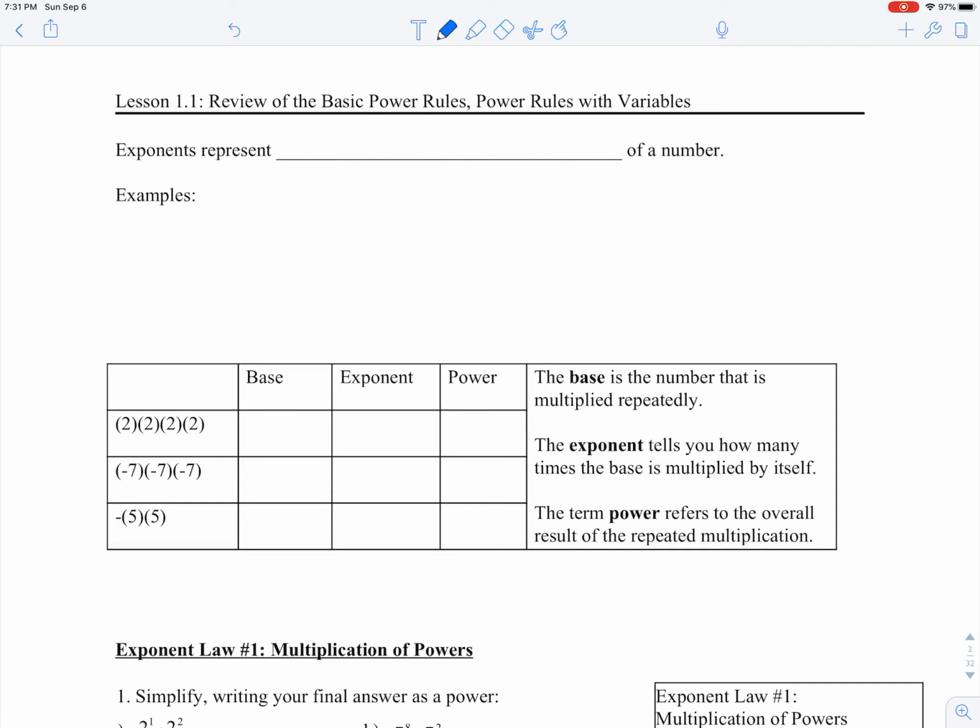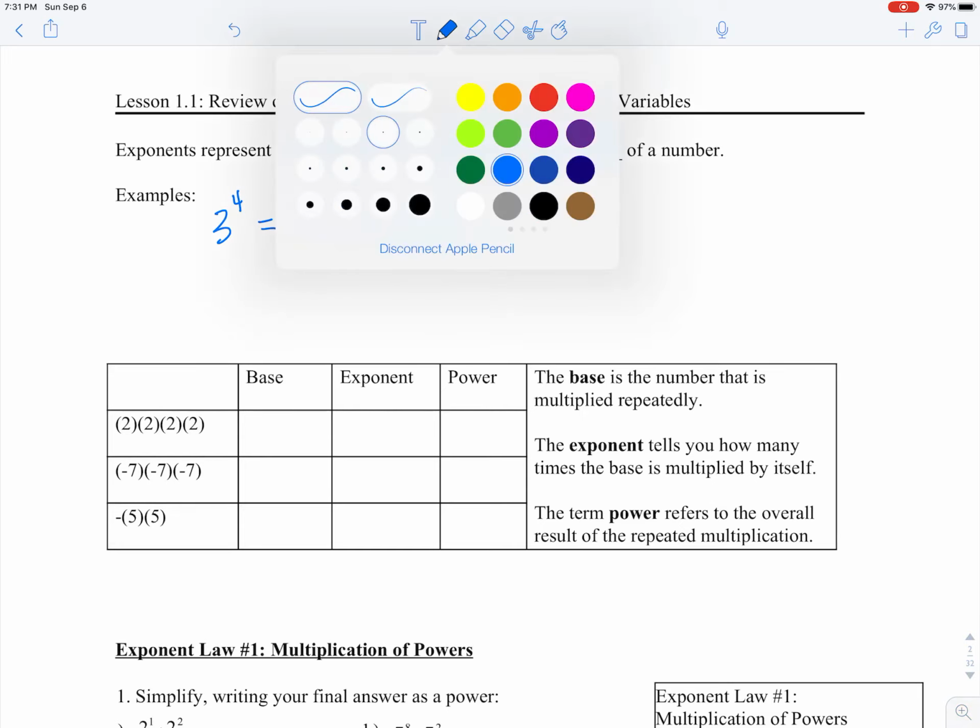So exponents represent multiple, so more than one, sorry, multiple multiplications of a number. So pretty straightforward example. If I have 3 to the power of 4, that means I'm going to have 3 multiplied 4 times.